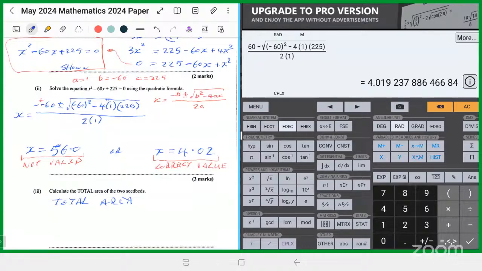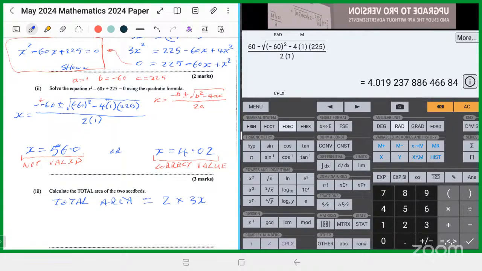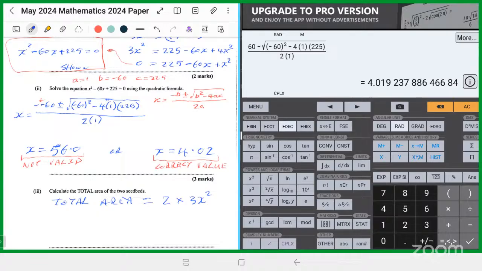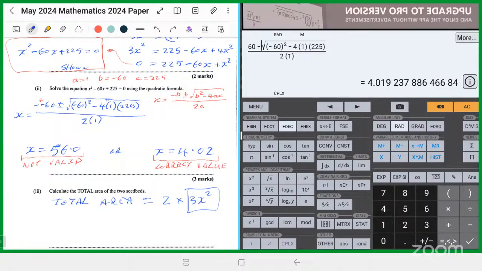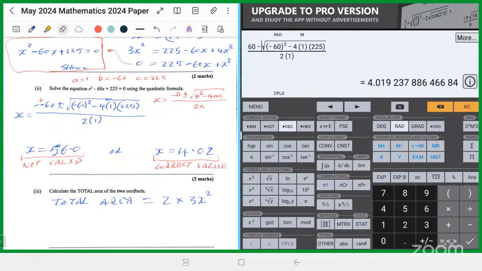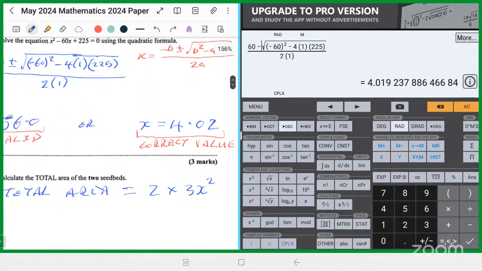The total area would be equal to 2 times 3x squared. Because remember, each bed has the same area, and this is the area of the rectangular bed. So if you want the total area, you can put 2 times the area of the rectangle. Or if you want to do it step by step, you would have to calculate the value of y from this. But why waste time calculating y? You don't need it. So it's 2 times the area of the rectangular bed, which gives the area of the 2 seabeds.